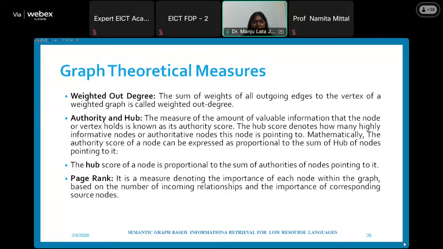Now, authority and hub. This measure is the amount that a node or vertex scores, known as the authority score. Authority and hub scores are considered when we talk about web-based information retrieval. When one web page is linked with many other web pages, or many other web pages are linked with that particular page, then the authority of that page will be very high. The hub score of a node is proportional to the sum of authorities of nodes pointing to it.